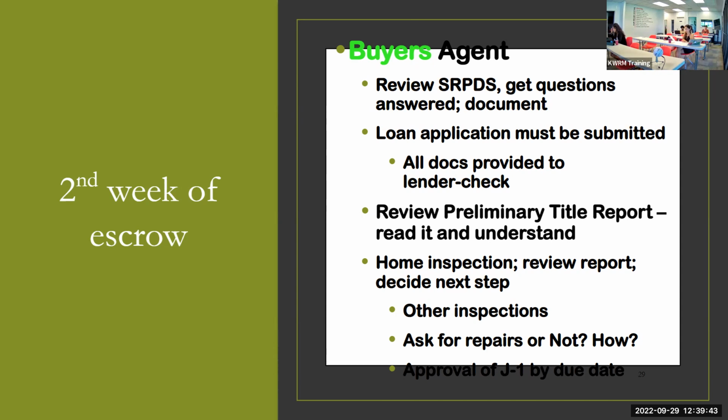Home inspection, you want to review the report and decide the next steps. In other words, we don't just have our home inspection and approve the inspection period. No, right? Remember our 5 and 2. So we hopefully have our inspection done 5 days before the inspection period expires.